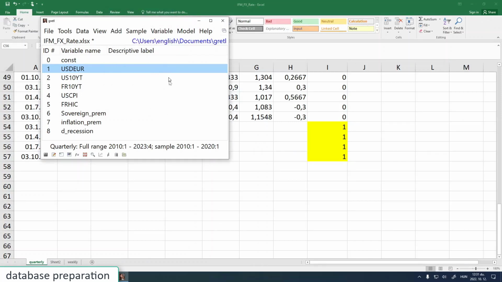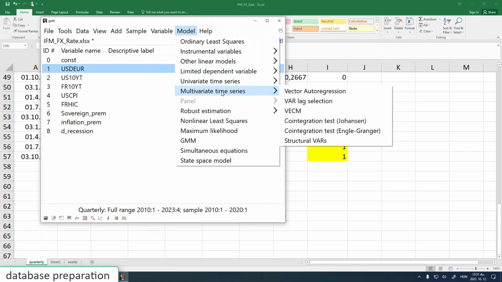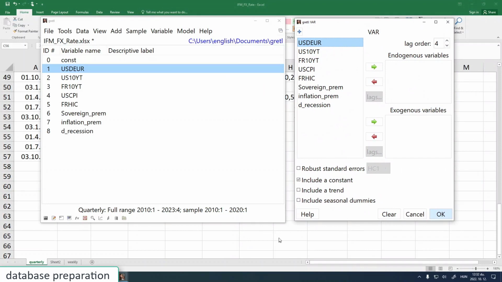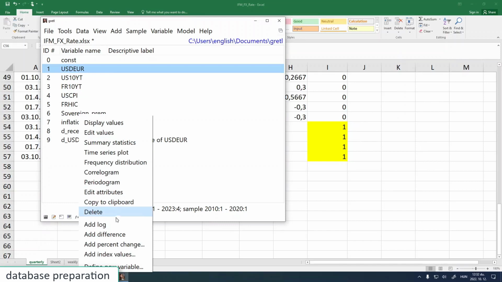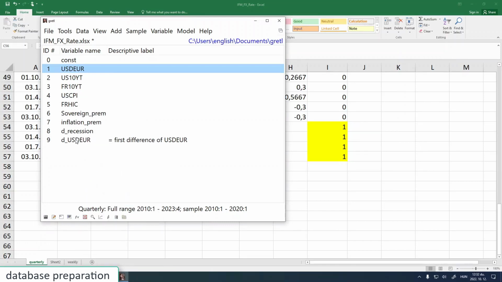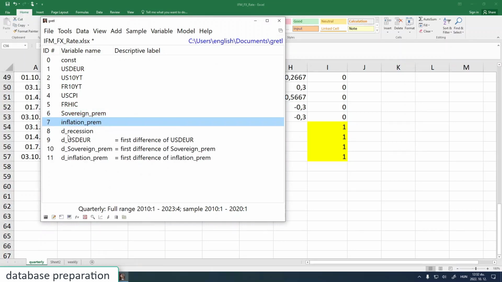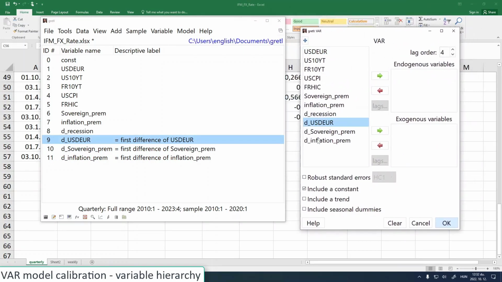Okay, so you have this, and then in the case of model, multiple time series and vector autoregression should be used. Okay, now we cannot use it because first of all I have to make the differentiation. So add difference, and add difference. Okay, so we need the differences for the US dollar. Then multiple vector autoregression. Then we can see here everybody.